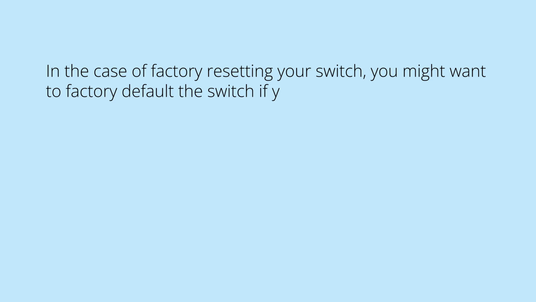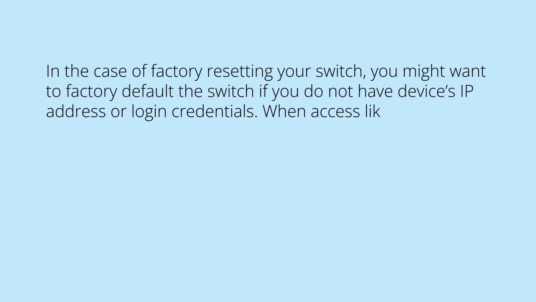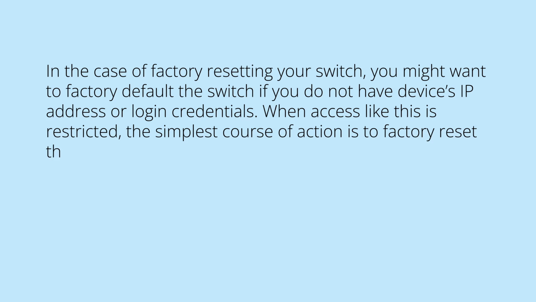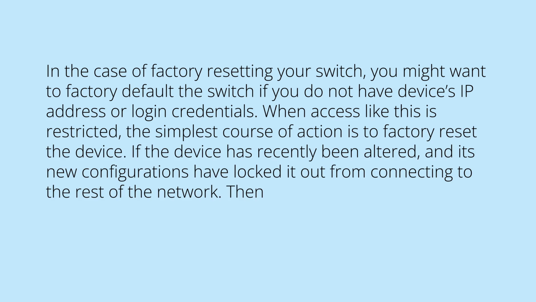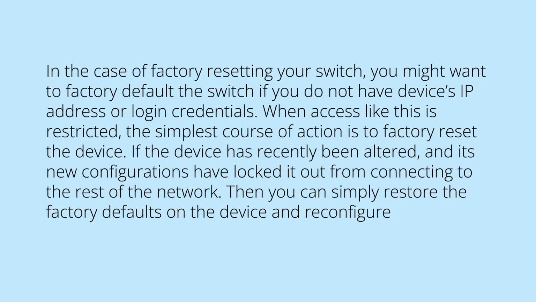In the case of why factory resetting might be necessary, you might want to factory default the switch if you have lost track of the IP of the device, or you have been locked out and do not have access to the username and password of the device. When access like this is restricted, the simplest course of action is to simply factory reset the device and restore the original configurations. If the device has been recently altered and its new configurations have locked you out from connecting to the rest of the network, then you can simply restore the factory defaults on the device and reconfigure the switch to start from scratch.